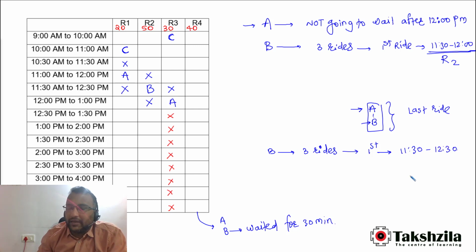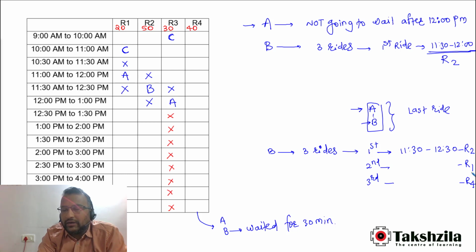Now there is a break for 1 hour, wait for 30 minutes, and the last ride is, this is ride number 2. So now total 3 rides are there. The last ride is going to be R4. Then the second ride, that can be R1 or R3. That cannot be R3. That has to be R1. So Bipasha is going to take ride 1 as a second ride.